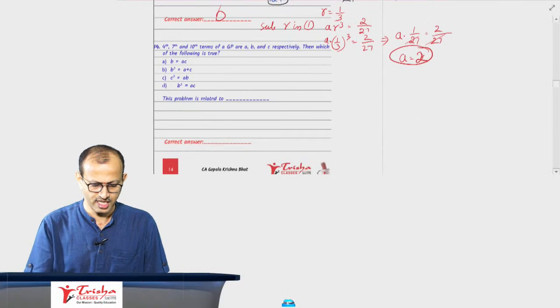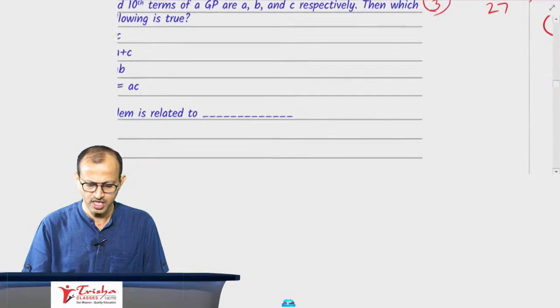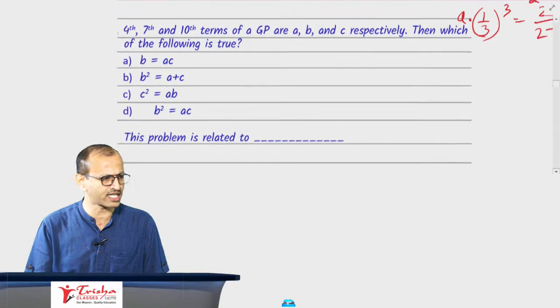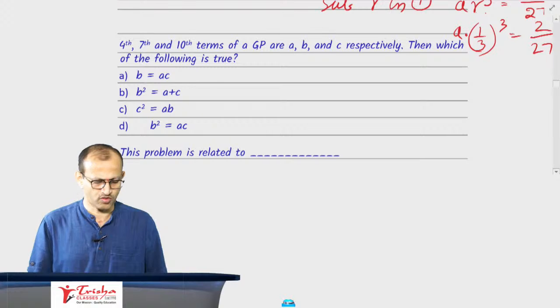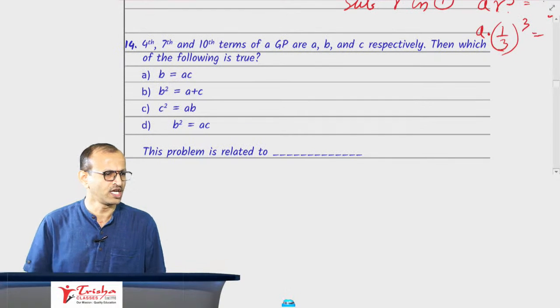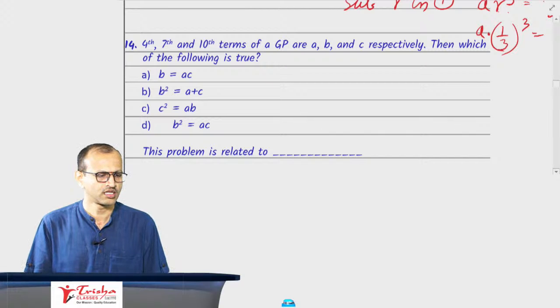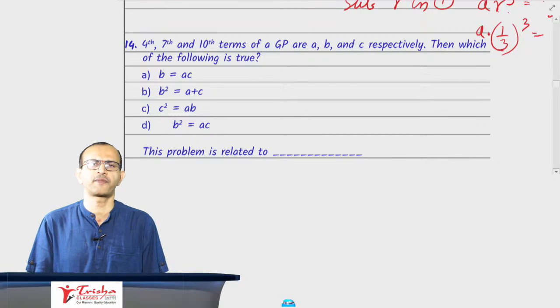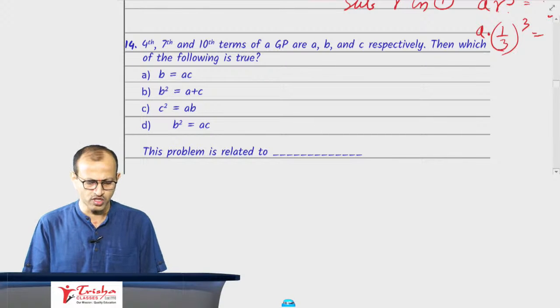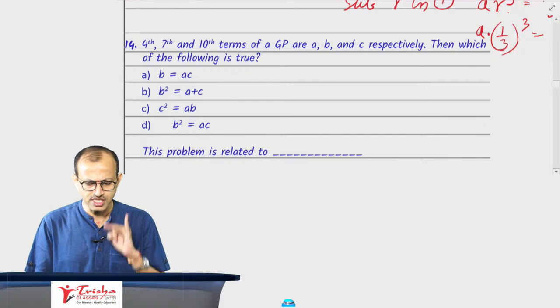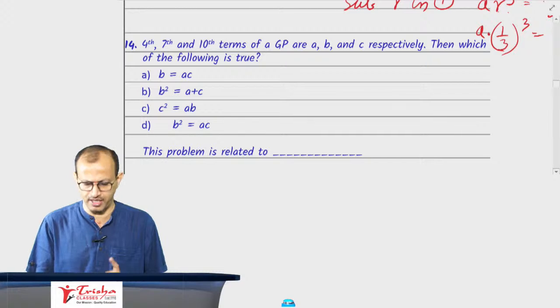Excellent. There is a question here. Question number 14 on your screen. The 4th, 7th and 10th term of a GP are A, B, C respectively. Which of the following is true? It is given that the 4th term, 7th term and 10th term are A, B, C. Then which of the following is true?